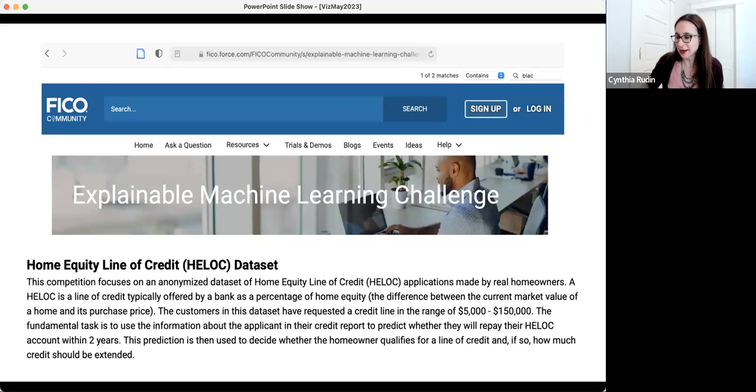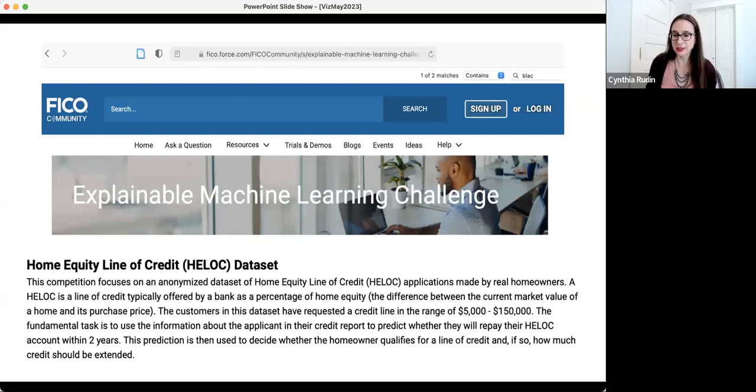Okay, and the last application I want to talk about is the FICO challenge dataset. This was the dataset used for the Explainable Machine Learning Challenge. It's a home equity line of credit dataset. You're trying to predict, based on someone's credit history, whether they're going to repay a loan.